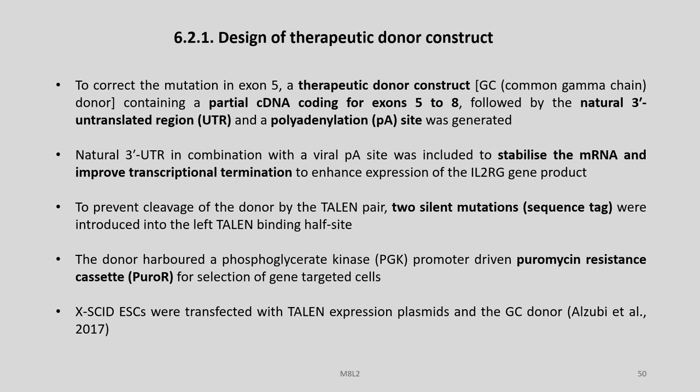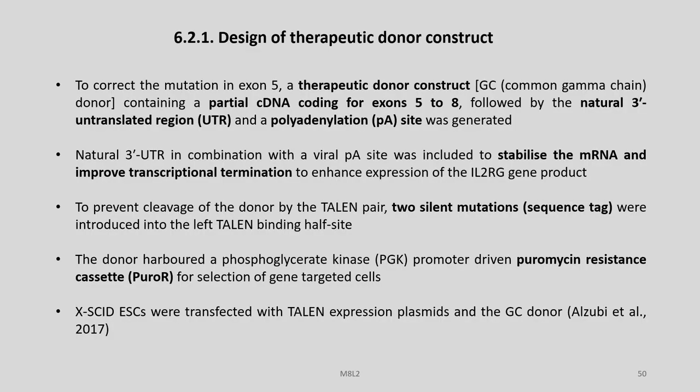It is important to design the therapeutic donor construct. So, for correcting the mutation in exon 5, a therapeutic donor construct, GC, common gamma chain, containing a partial cDNA coding for exons 5 to 8, followed by the natural 3 prime untranslated region (UTR) and a polyadenylation site was generated. Natural 3 prime UTR in combination with a viral PA site was included to stabilize the mRNA and improve transcriptional termination to enhance expression of the IL2RG gene product.